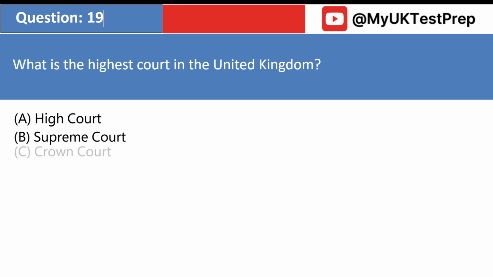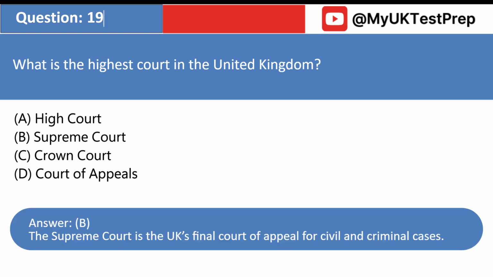What is the highest court in the United Kingdom? A. High Court. B. Supreme Court. C. Crown Court. D. Court of Appeals. Answer: B. The Supreme Court is the UK's final court of appeal for civil and criminal cases.